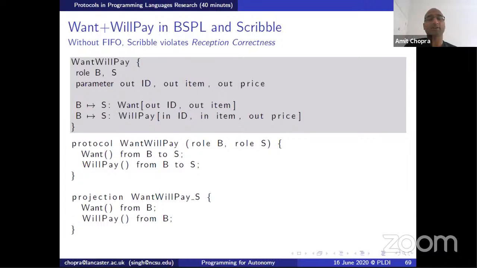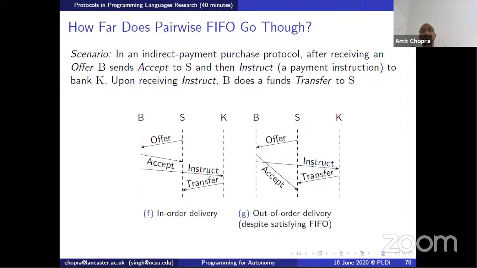But then you can ask another question: how far does FIFO go? It is well known that FIFO is inadequate for settings of more than two parties because FIFO is obviously pairwise. So consider this scenario: in an indirect payment purchase protocol, after receiving an offer, the buyer sends an accept to the seller, and it sends an instruction to the bank to do a transfer of money to the seller. Now, figure F shows in-order delivery. This is the sort of path people imagine; this is how people imagine the enactment will go. All things happen in order. So buyer sees an offer, sends an accept, then it sends an instruction to the bank, and the seller sees the transfer last from the bank.